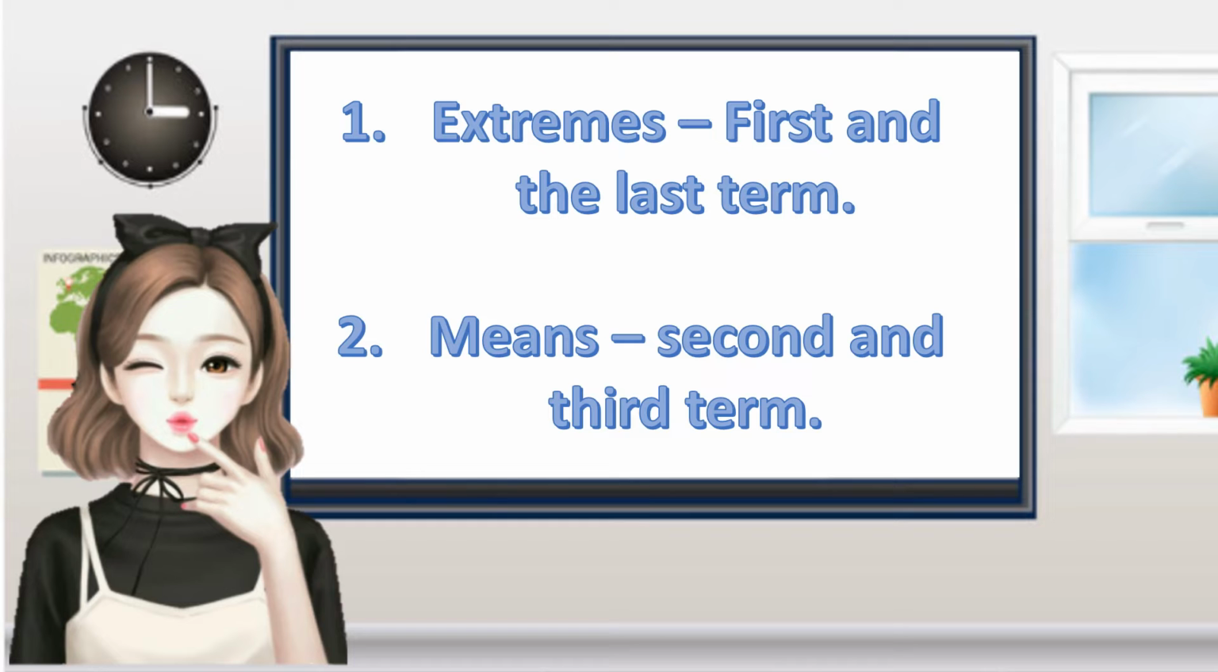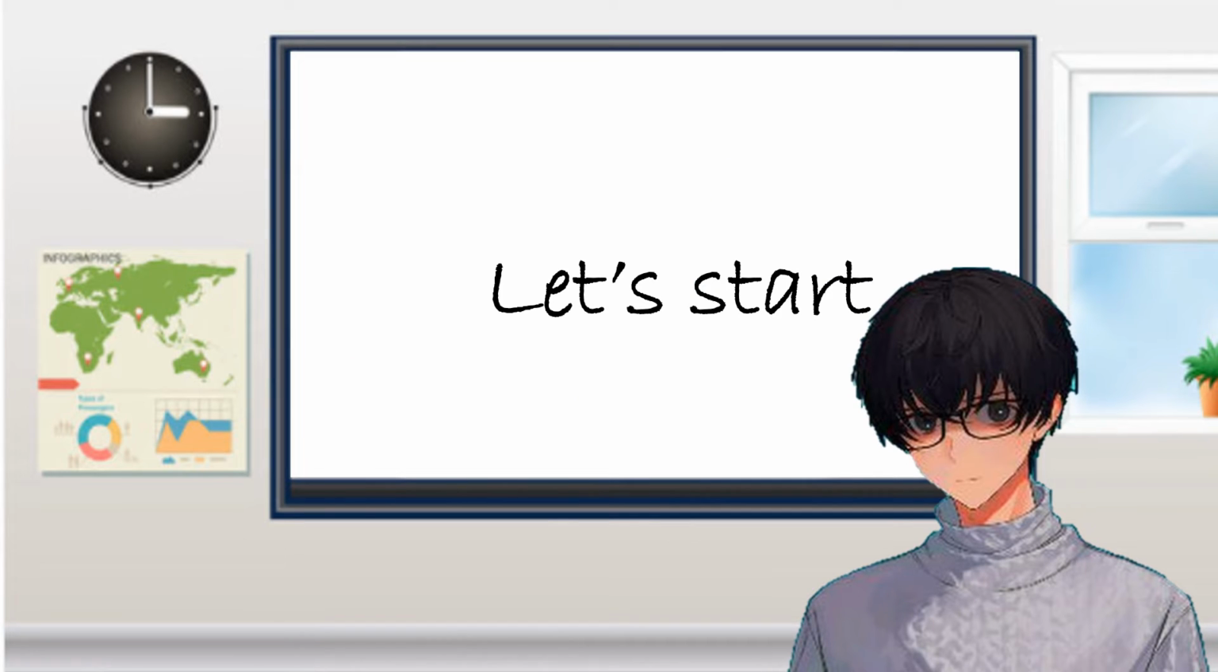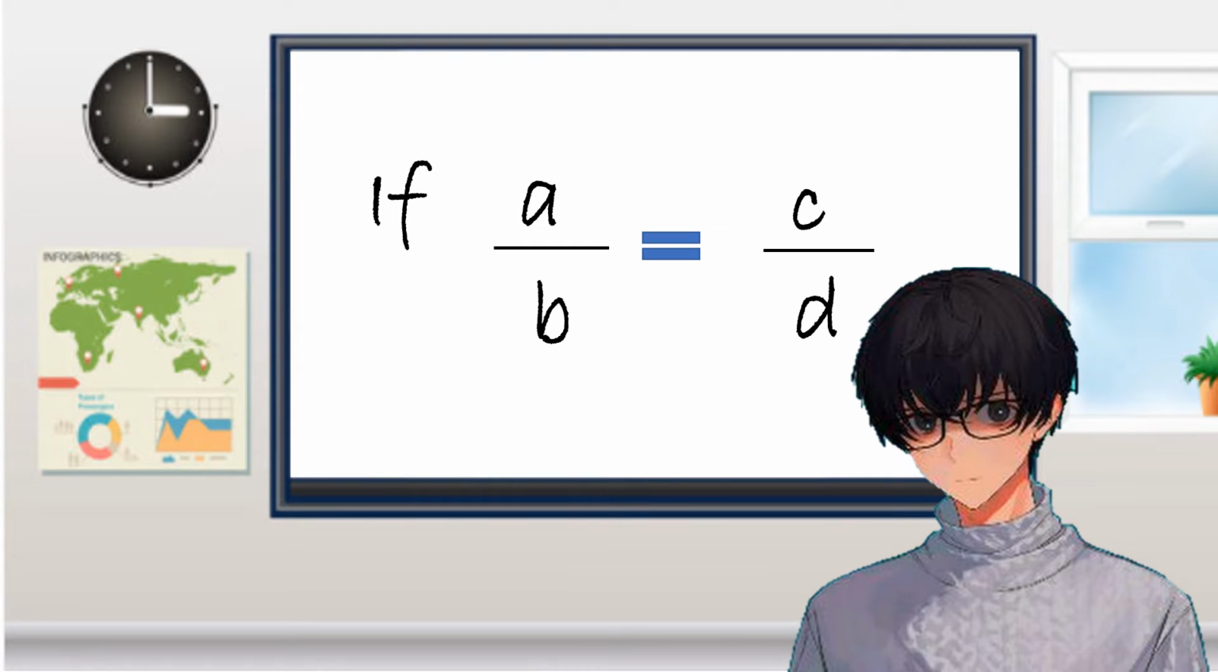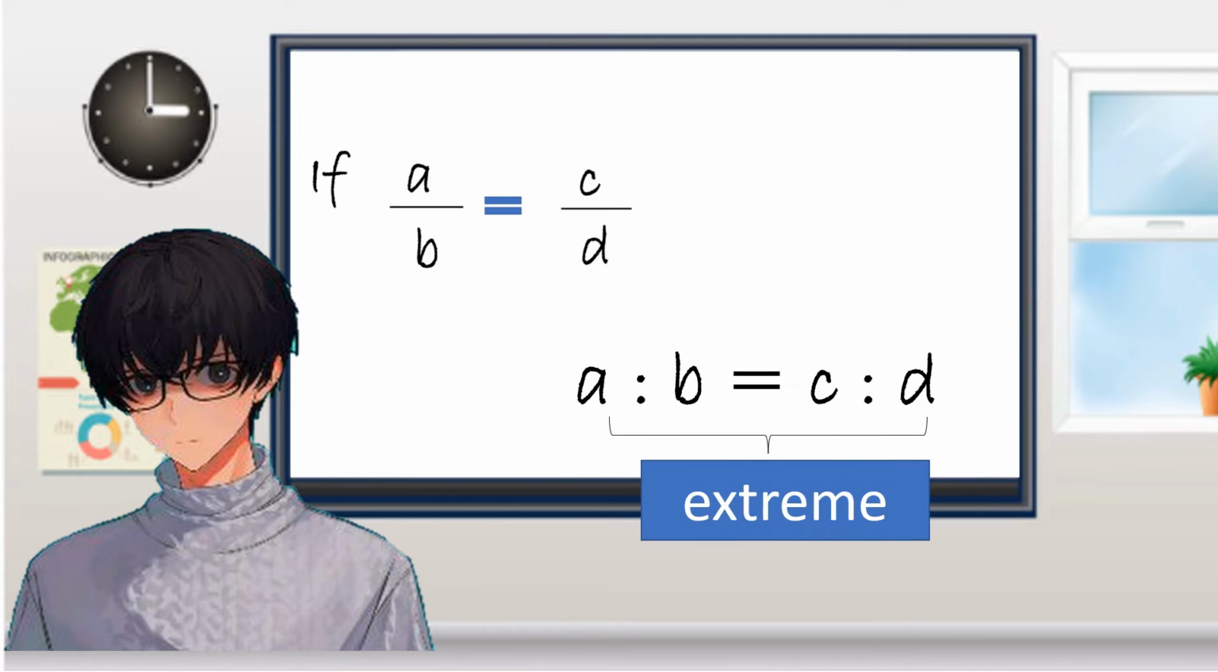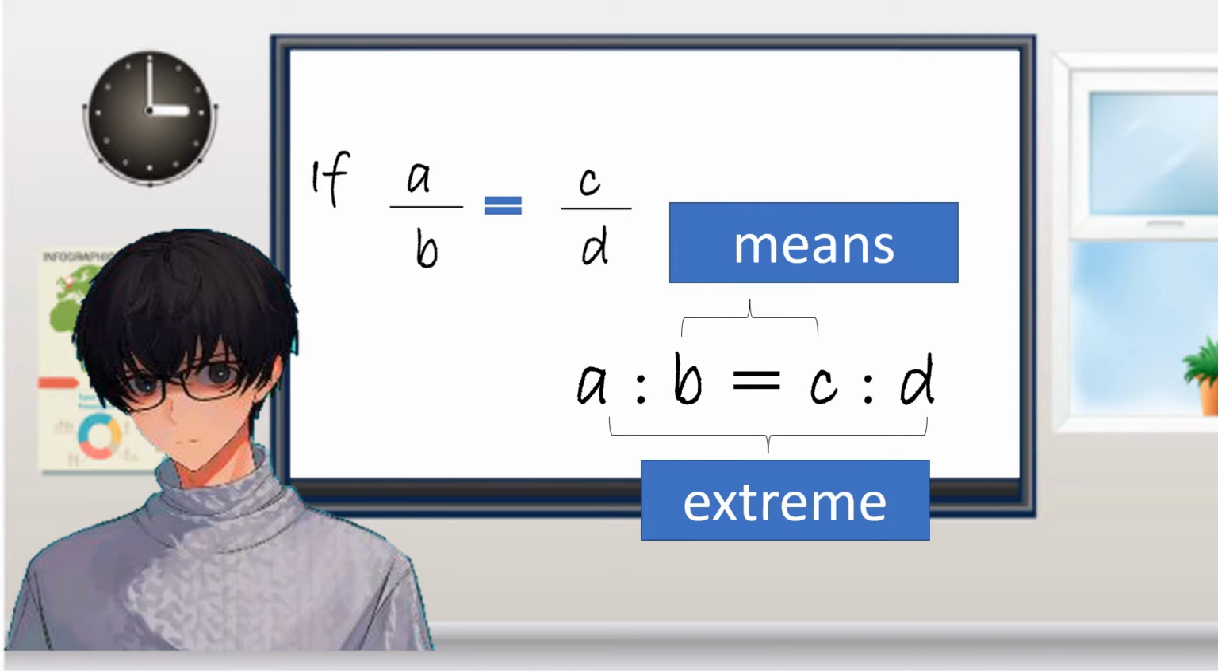Look at the next slide. So the first, we have extremes and means. Extremes, first and last term. Means, second and third term. Let's start. If A over B is equal to C over D in the proportion, the cross product of equal ratios are equal, thus the product of means is equal to the product of the extremes. So A and D are the extremes and B and C are called the means.